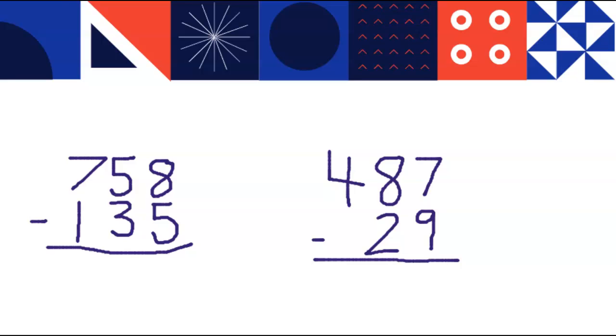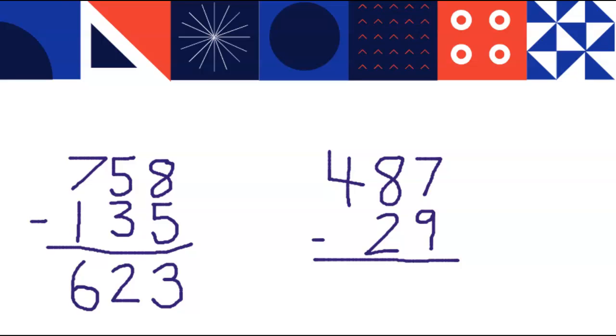The ones we look at is 8 minus 5, and we know that is 3. So we are going to put that right under the ones. 5 tens take away 3 tens is 2 tens. And 7 hundreds take away 1 hundred leaves 6 hundred. So your answer is 623. That required no regrouping because the top numbers were larger than the bottom numbers.